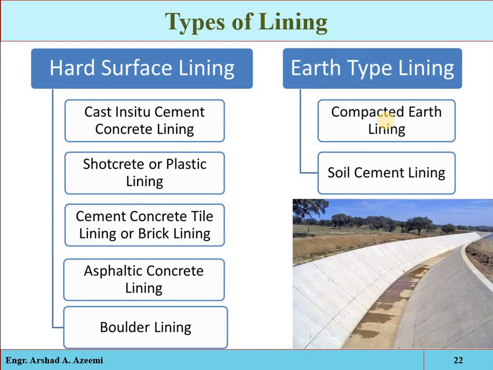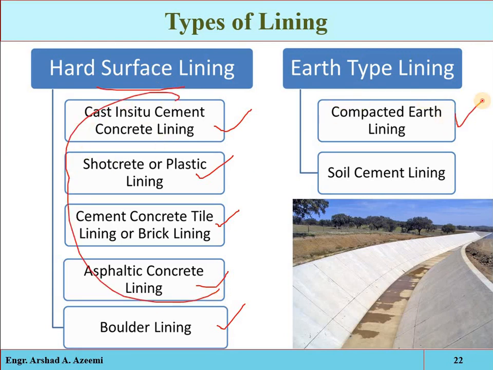So these are the benefits. Now see, we have different types of lining. The most commonly used is concrete lining. Different types of concrete blocks or concrete bricks or just simple concreting are used. Shotcrete or plastic sheets are applied to the bed of the irrigation canal. Similarly, different types of tiles or brick lining, asphaltic lining and boulder lining. These are the hard surface linings, called artificial lining because some type of materials are utilized.